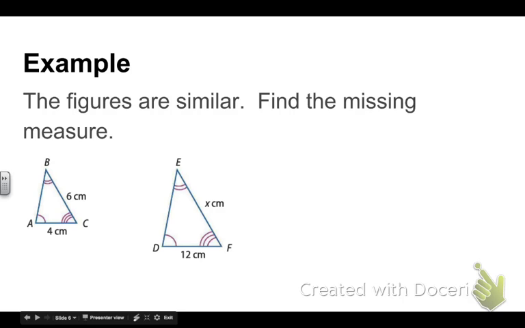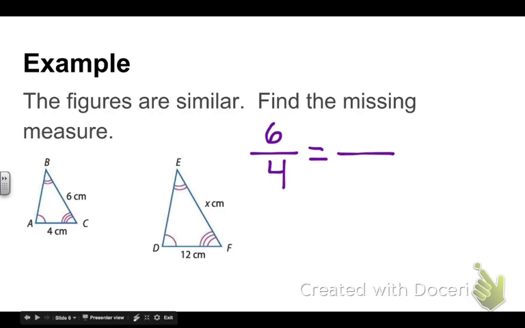So here's an example. The figures are similar. Find the missing measure. What we need to find is x. If you look at line segment EF, that's what we don't know. That's what we need to figure out. So let's see. One figure, one ratio. Do you see the triangle ABC? I'm just going to write the ratio with the numbers that I'm given. It doesn't matter how you do it. I'm going to put 6/4. You could put 6 over 4, you could put 4 over 6. That part doesn't matter.